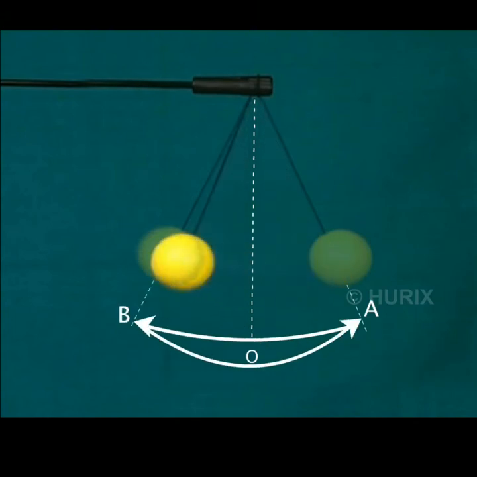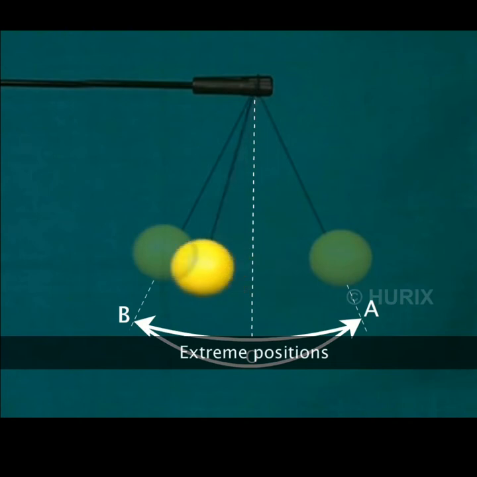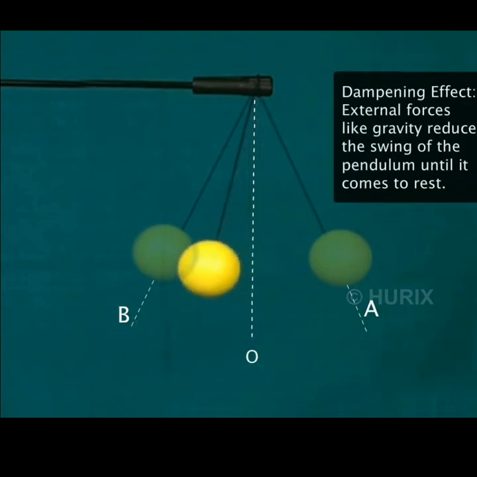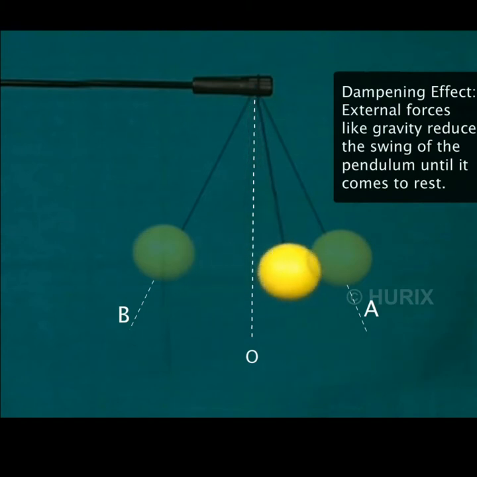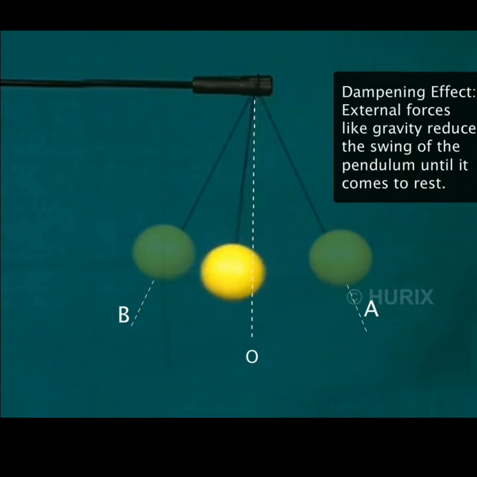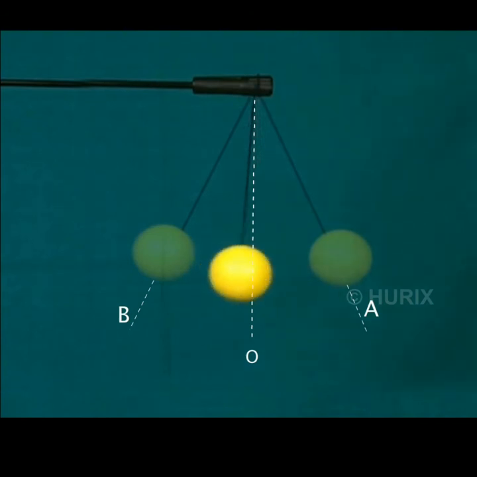When the pendulum is set in motion, it oscillates between 2 points on either side of the mean position. These are known as the extreme positions. External forces, such as gravity, reduce the swing of the pendulum until it finally comes to rest. This is known as the dampening effect. Now that we have set the pendulum in motion, let us study its oscillation.